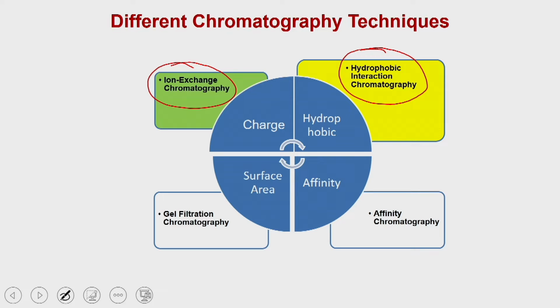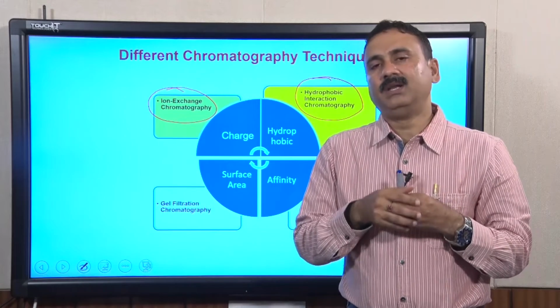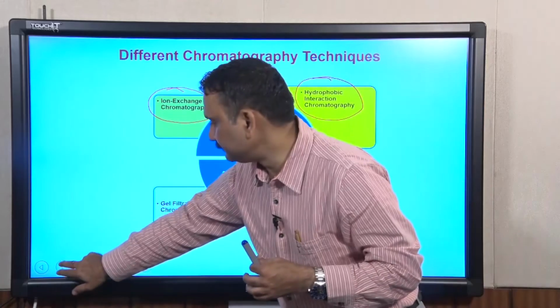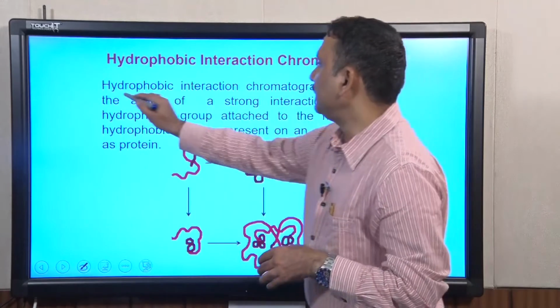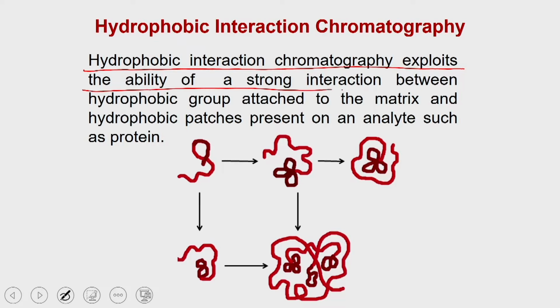As the name suggests, hydrophobic interaction chromatography is going to exploit the hydrophobic groups which are present on the protein. So, hydrophobic interaction chromatography exploits the strong interaction between hydrophobic groups attached to the matrix and the hydrophobic patches present on the analyte such as the protein.